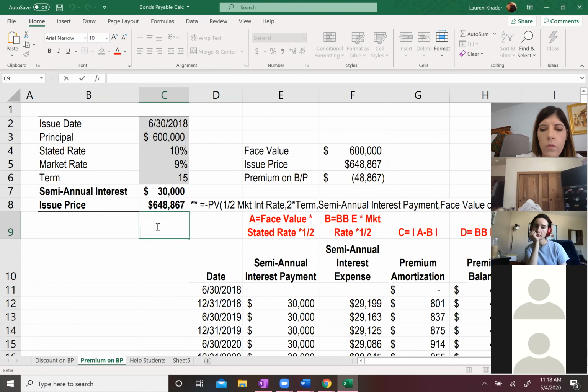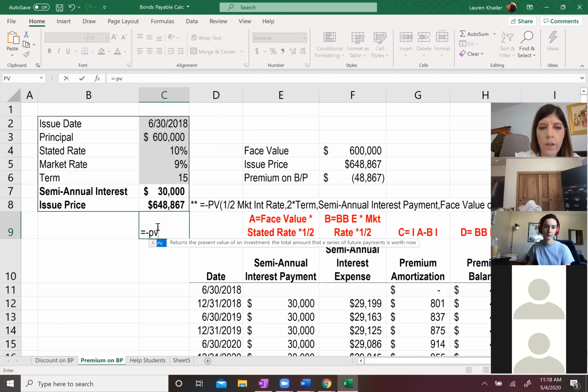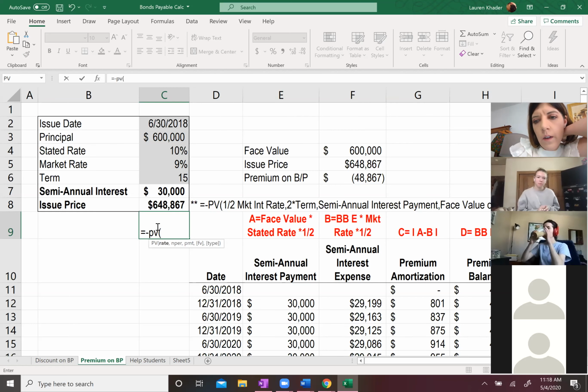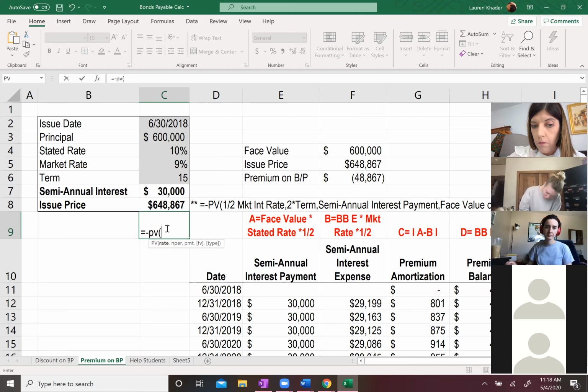I'm going to go equals negative present value. If you don't put the equals sign, then it doesn't start the formula. If you don't put the negative sign, it's going to show up as a negative number for the issue price. Just know that you need it to be a positive number.